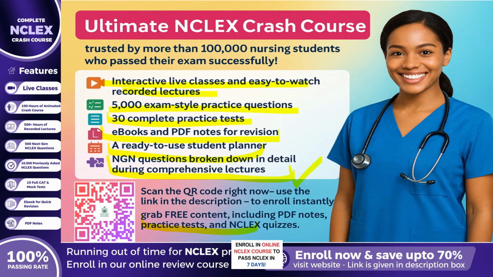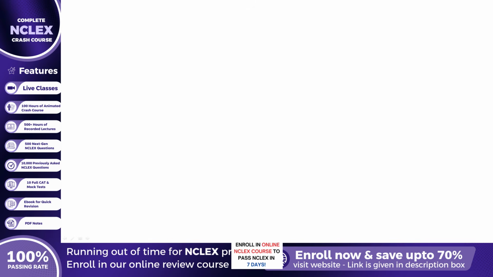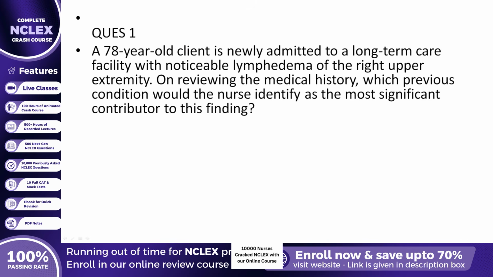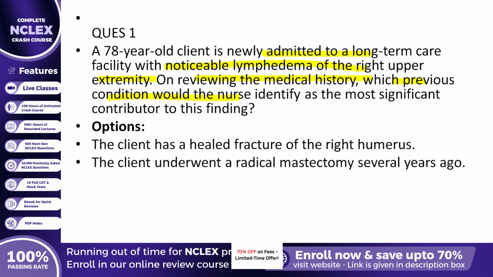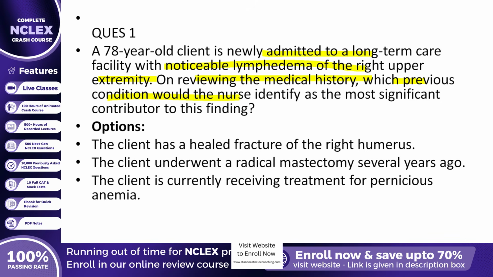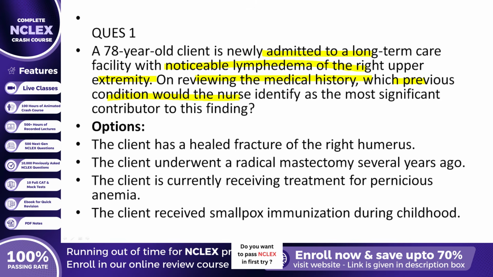Moving ahead into another vital clinical scenario, let us discuss a question that highlights the importance of surgical history in nursing assessments. A 78-year-old client is newly admitted to a long-term care facility with noticeable lymphedema of the right upper extremity. Upon reviewing the medical record, the nurse must determine which past condition most significantly contributed to this finding. The options include: the client has a healed fracture of the right humerus, the client underwent a radical mastectomy several years ago, the client is currently receiving treatment for pernicious anemia, and the client received smallpox immunization during childhood.